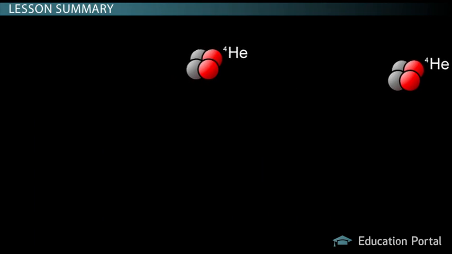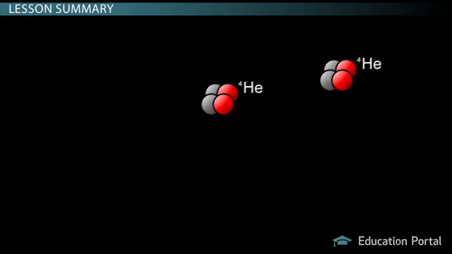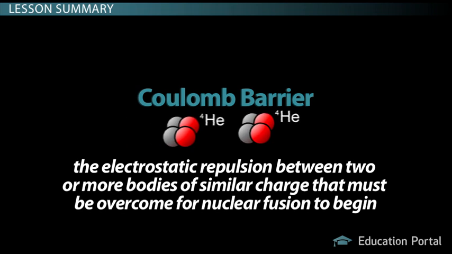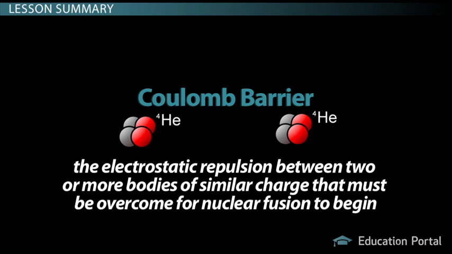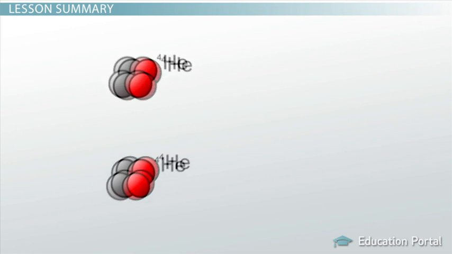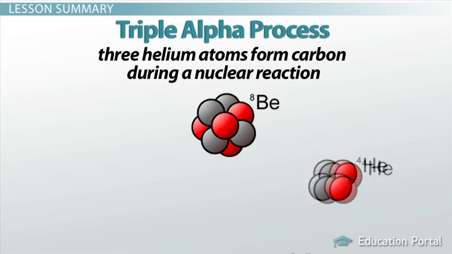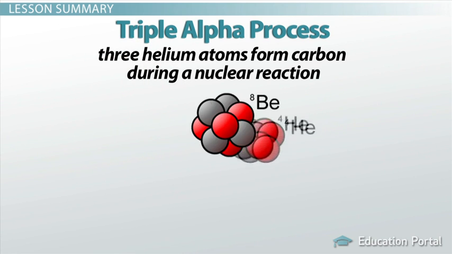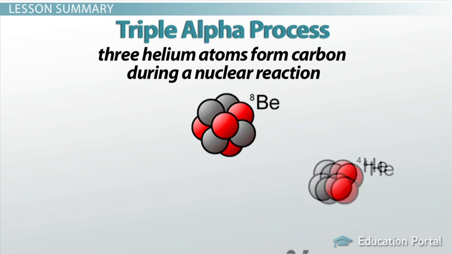High temperatures generated in the core help helium nuclei overcome the Coulomb barrier, which refers to the electrostatic repulsion between 2 or more bodies of similar charge that must be overcome for nuclear fusion to begin. The helium nuclei crash into one another and the triple alpha process begins. This is when 3 helium atoms form carbon during a nuclear reaction.